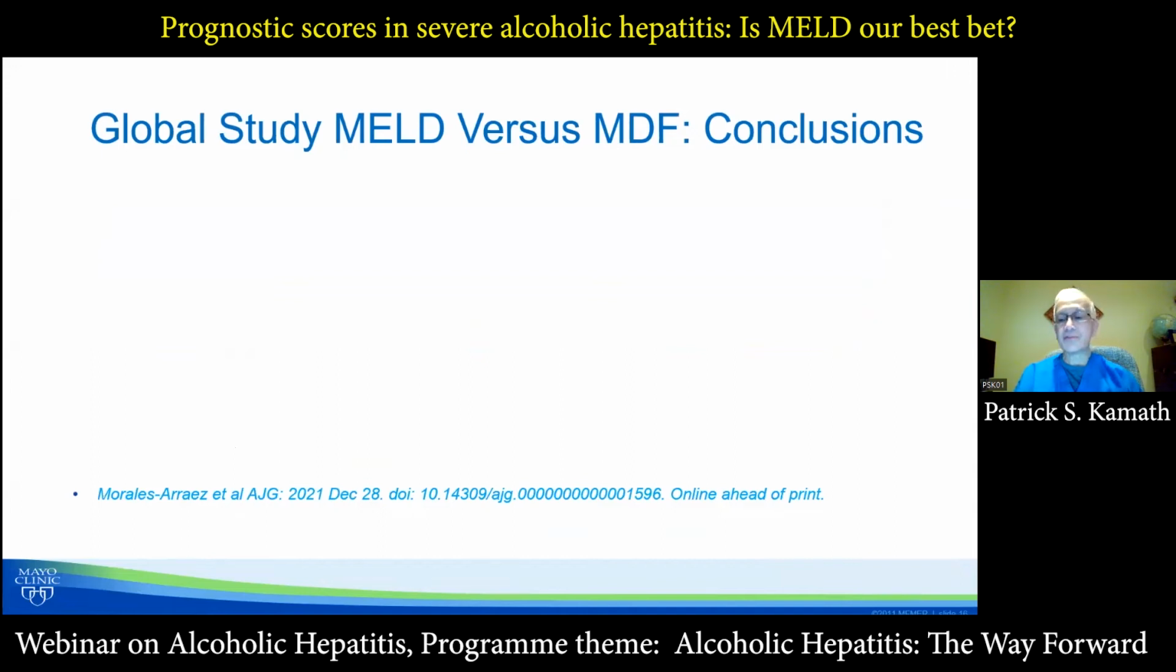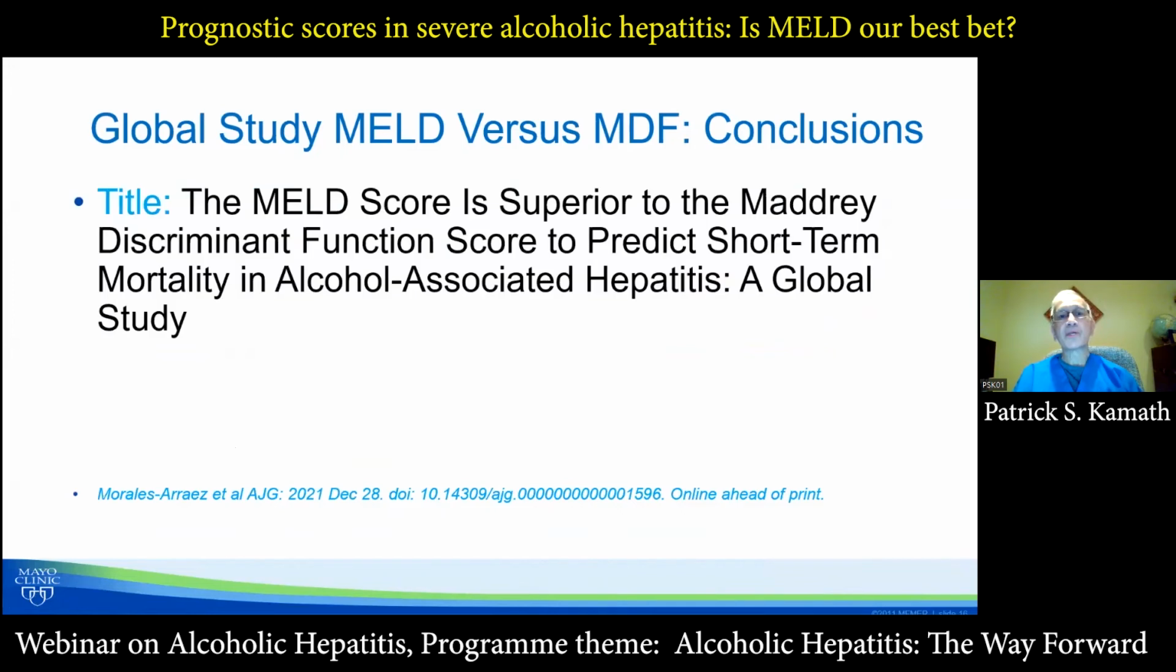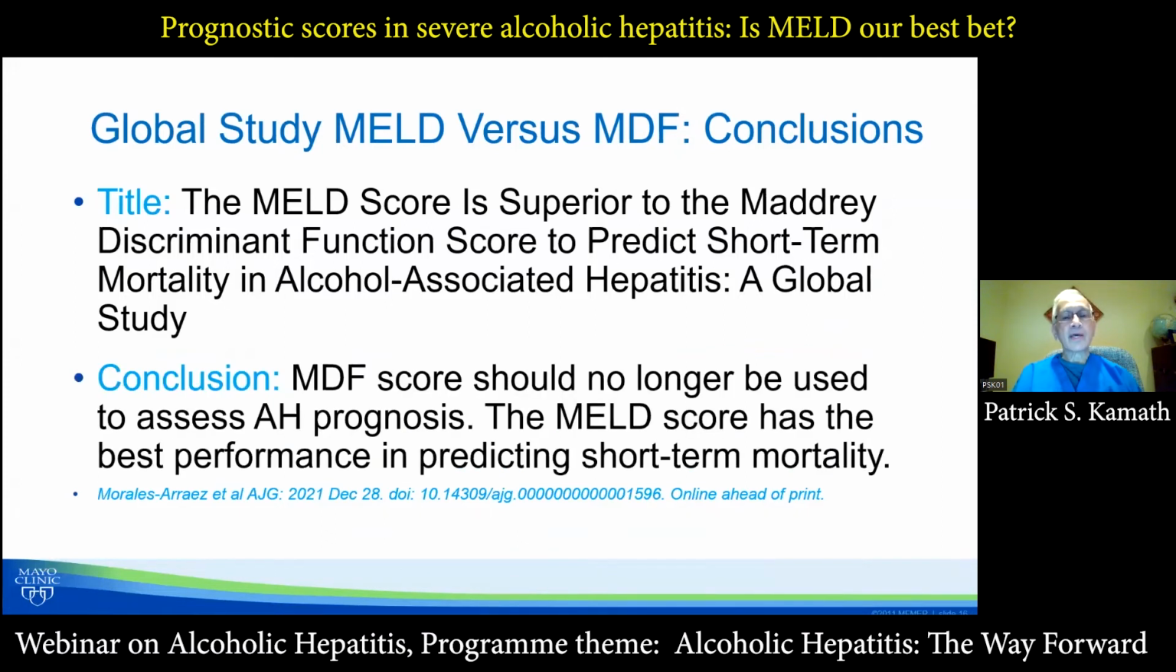And this is the reference and it's available online. It's a global study looking at more than 3,000 patients comparing MELD versus MDF. The title of the paper is MELD score is superior to the MDF in alcohol-associated hepatitis, a global study. And the conclusion was that MDF should no longer be used to assess AH prognosis, and the MELD score is the best for predicting short-term mortality.